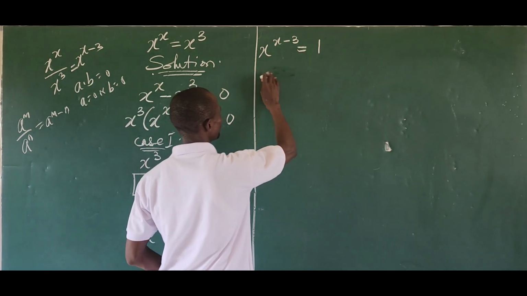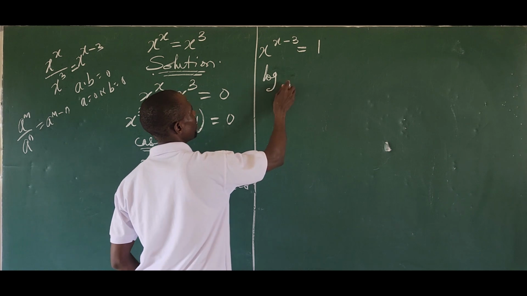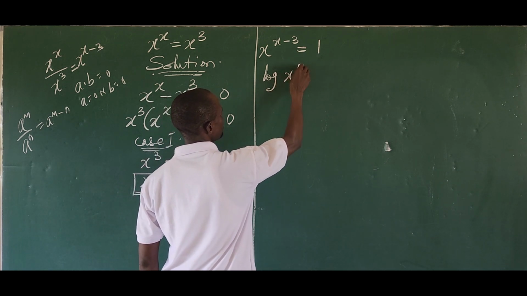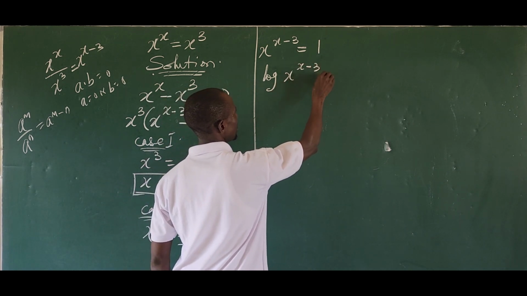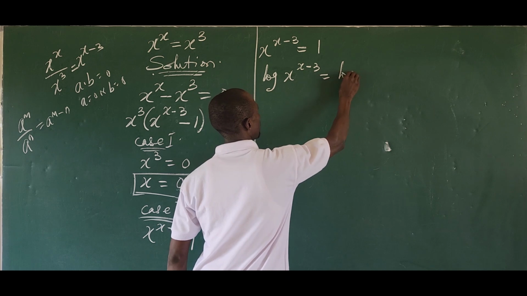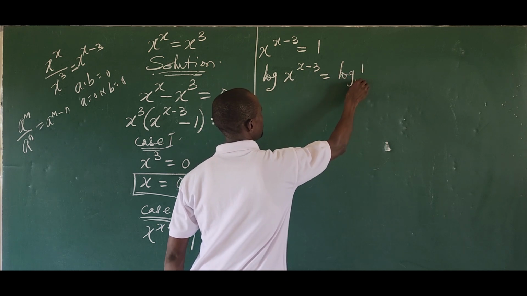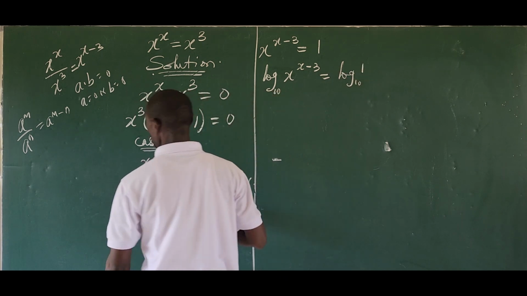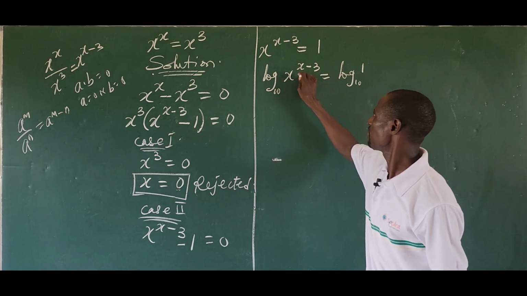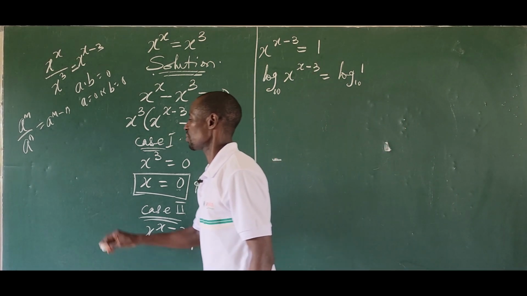So if you take log of both sides, we'll have here log of x to the power of x minus 3. This is equal to the log of 1. This is base 10. This is base 10. So we have the power rule here of logarithm.